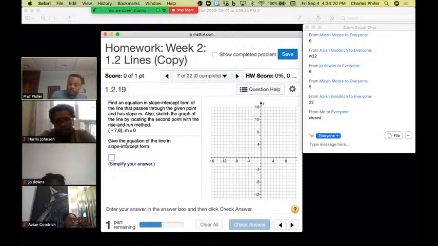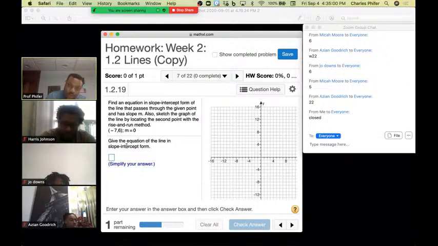Let's do another header. This is homework. This comes from week 2, which is section 1.2, Lines. And this is question number 7 from this assignment, and that comes from section 1.2.19. Basically, find the equation of a line with the following properties.